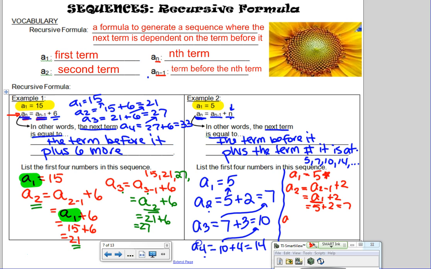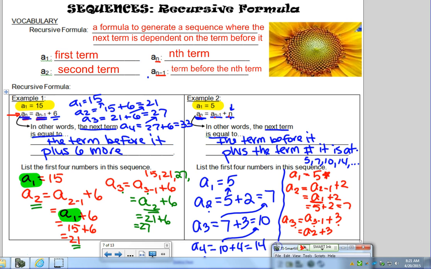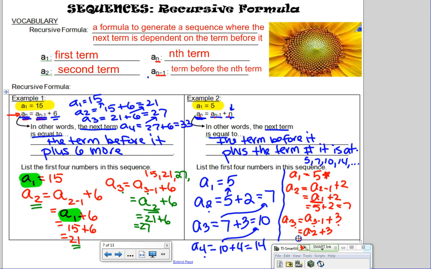Then I'll try one more. A3 would be A sub 3 minus 1 plus n, which is 3. So there's my n's. And again, I'm doing just that with the formula. Those are your n's. You fill those in. That's equal to A sub 2 plus 3. And A sub 2 equals, well, back here, equals 7. And then we'd have to still do A4.